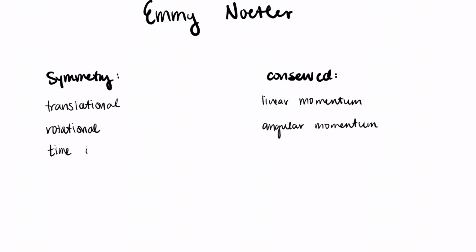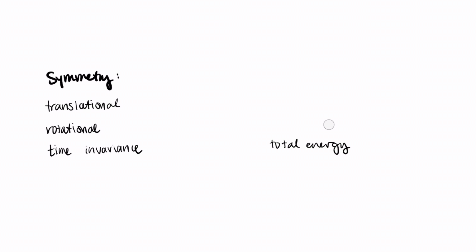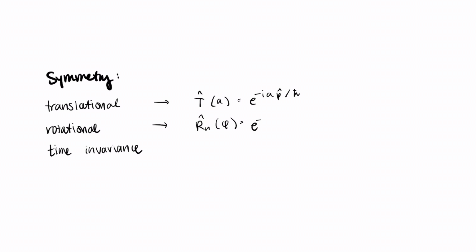And in a system with time translational invariance, meaning the system doesn't change if we push it forward in time, the total energy is conserved. Each of these symmetry conservation laws can be represented by an operator. We know symmetry is present if the operator does not affect the Hamiltonian when it is applied.